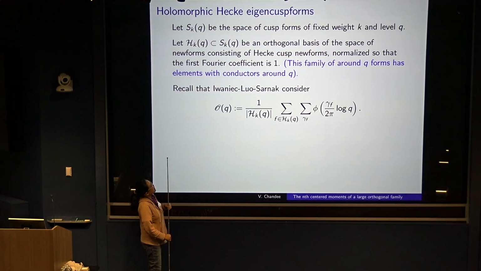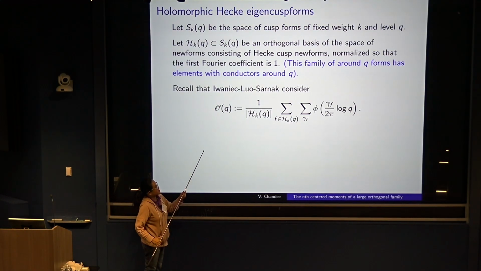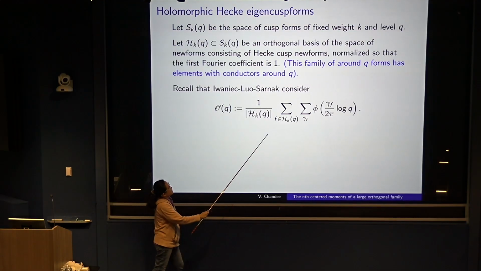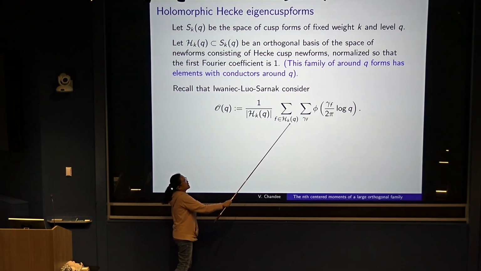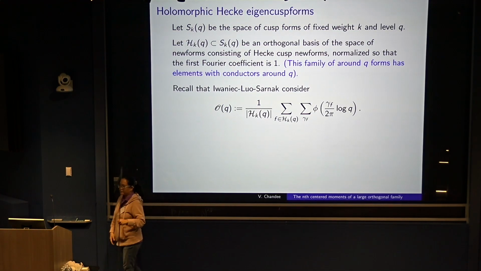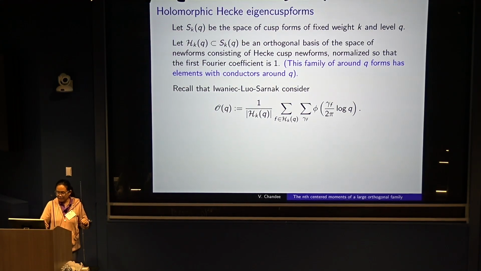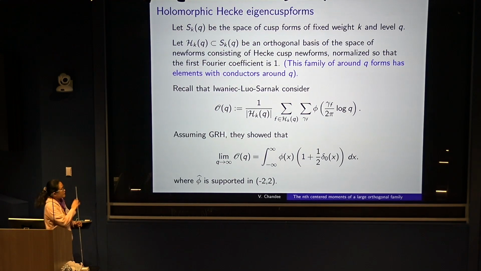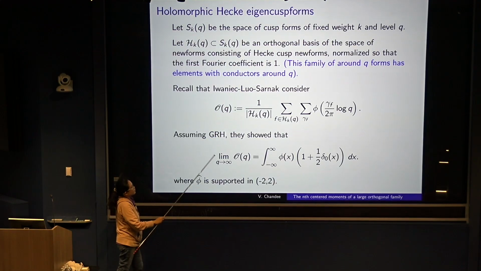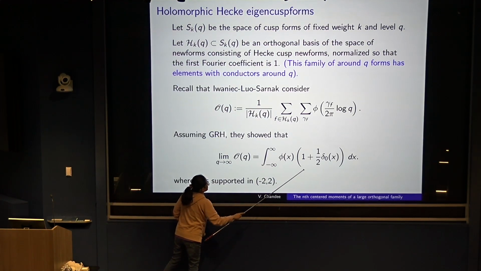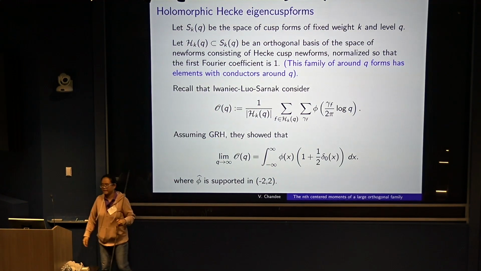So go back to the work of Iwaniec, Luo, and Sarnak. They look at this one-level density, with the sum over f and Q here, where Q is squarefree. What they can prove is that this is an orthogonal family. They get this density with the support of (-2, 2).